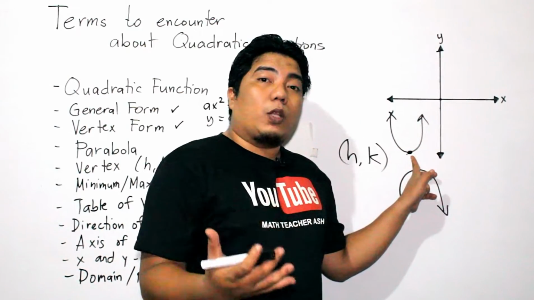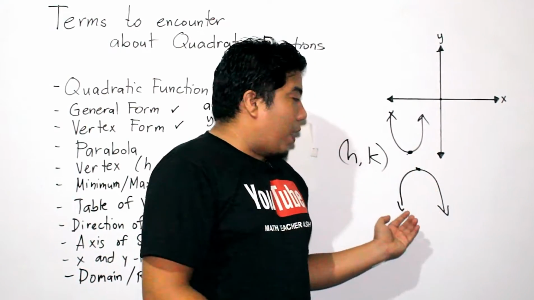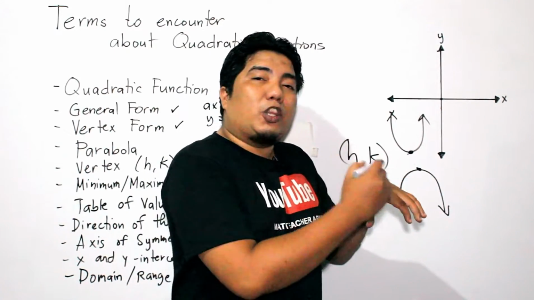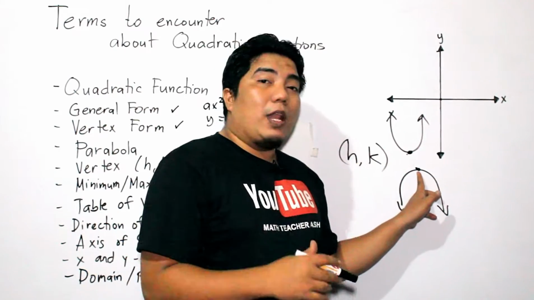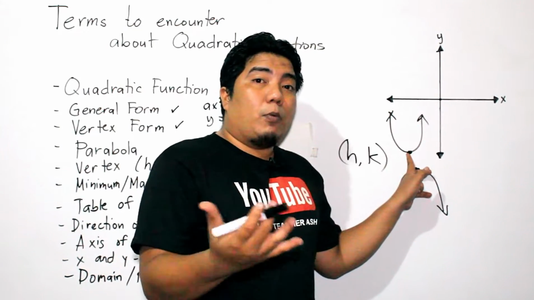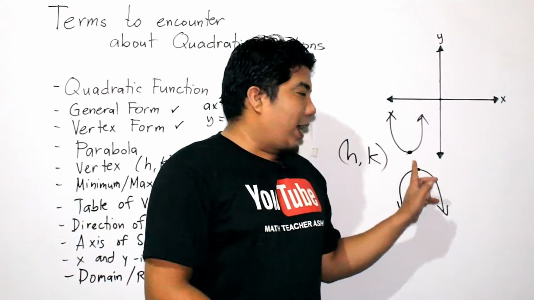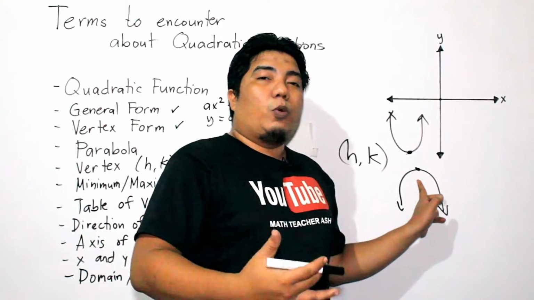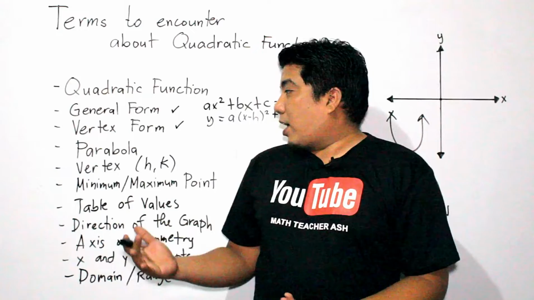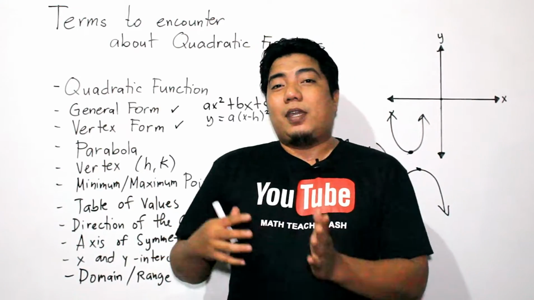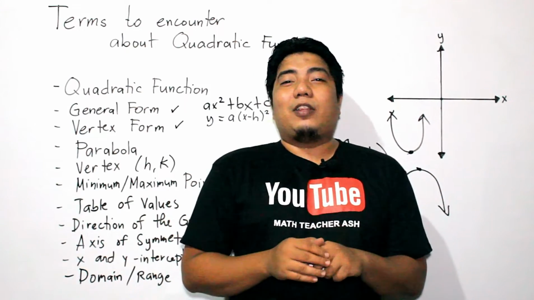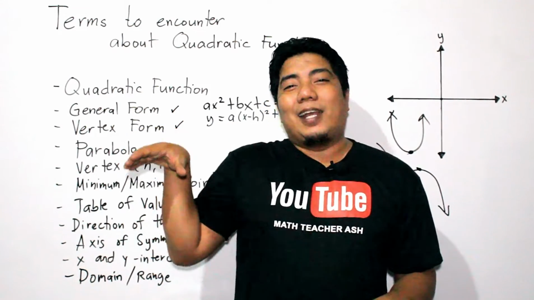And that is what we call the minimum point. While if you have a parabola that opens downward, then the turning point of that parabola is what we call the maximum point. Other books use the term minimum point or minima, and other books also use the word maximum point or maxima. Okay? So, talking about vertex, the vertex can be minimum or maximum depending on your parabola, whether it opens upward or downward.